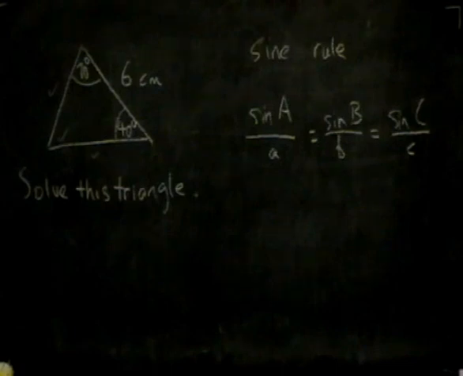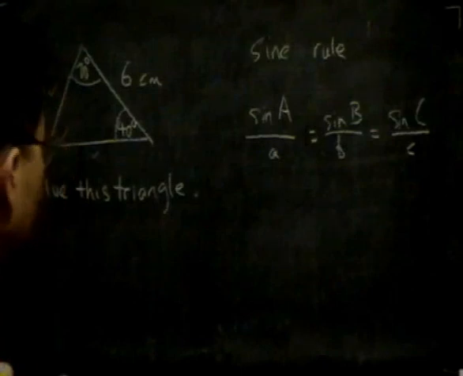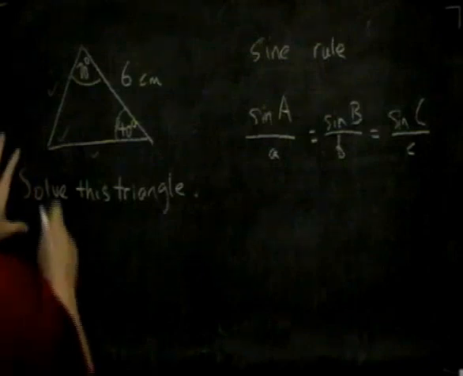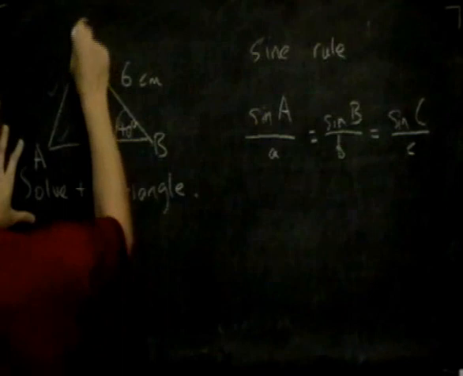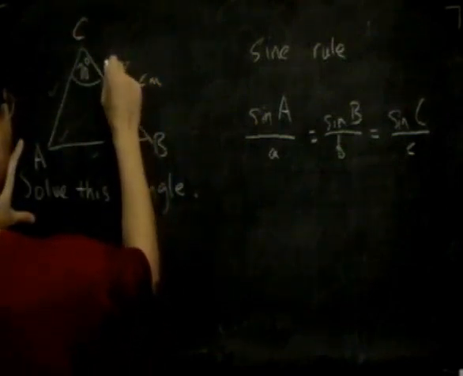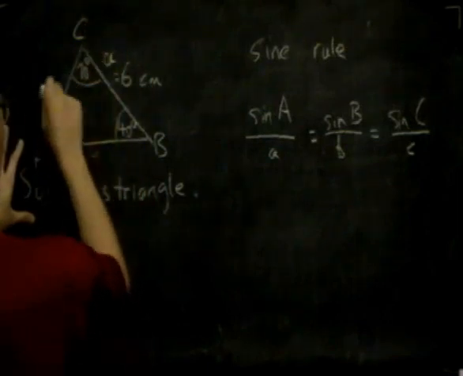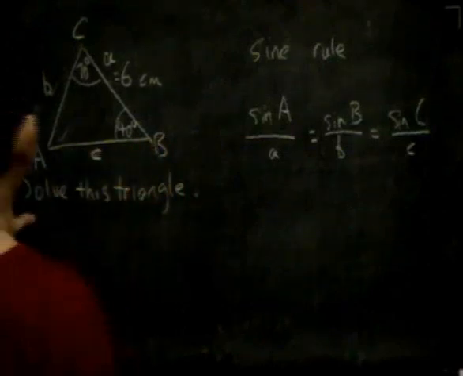Right, so let's start by giving the corners a letter. Let me call this A, B, and C. So this side would then be a. a is 6 centimeters. This side would be b, and this side is c.